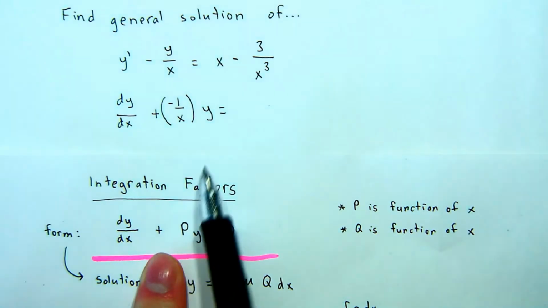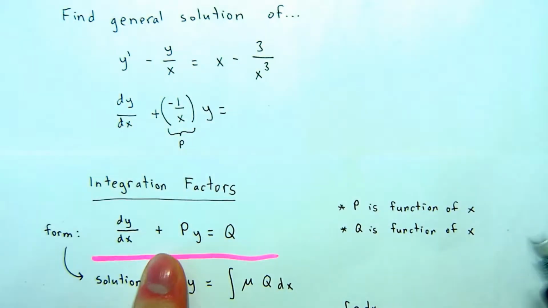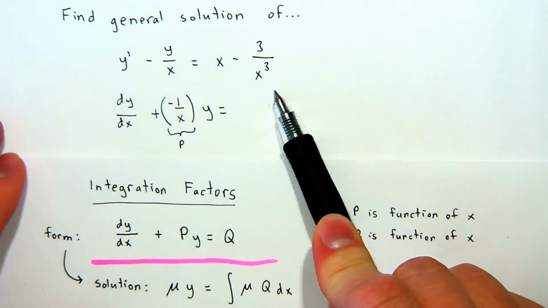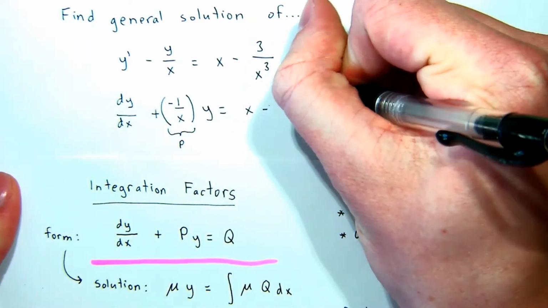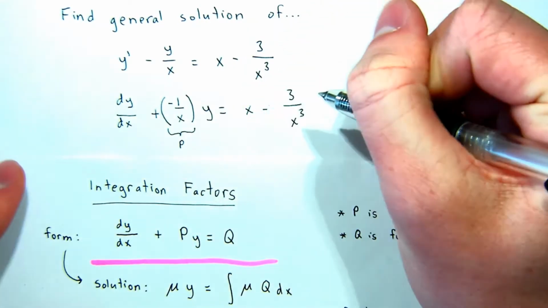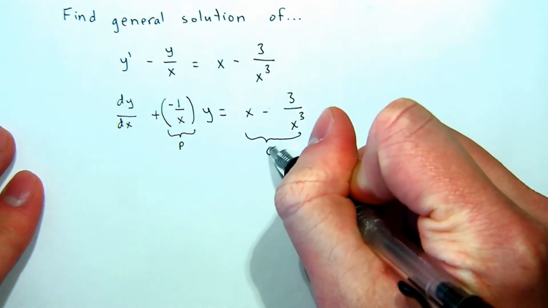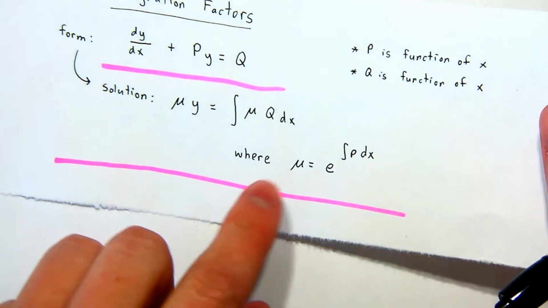So now you can see this right here in the parentheses is going to be the p. And on the right side, the q is just some function of x. And this is all a function of x, so that's all okay: x minus 3 divided by x cubed. So this here will be our q. All right, so now we have it set up. Once you have your p and your q, the next thing we want to do is find this mu. So mu is equal to e to the integral of p dx.